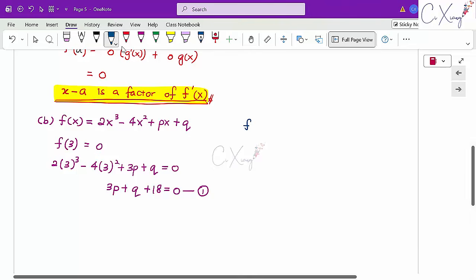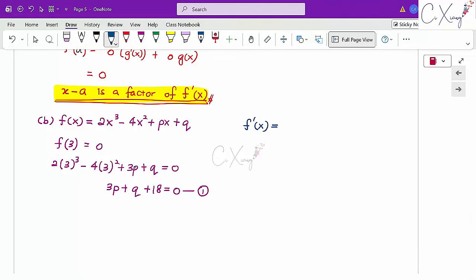Okay, so f prime x is what? The differentiation of the function f. Your function f is this one. Please differentiate it. So you're having 6x power 2, then 2 put in front, you're having 8x, power minus 1 becomes 1, then plus p. And you should also know that if you substitute 3 into f prime x, you are getting a value of 0 as well, because x minus 3 is actually also a factor of f prime x.